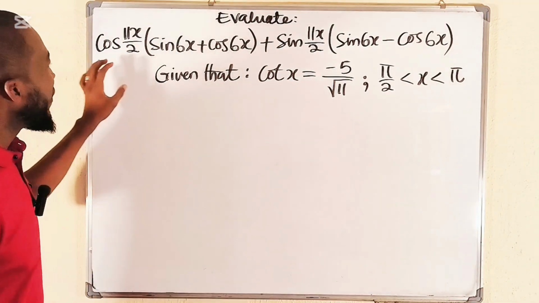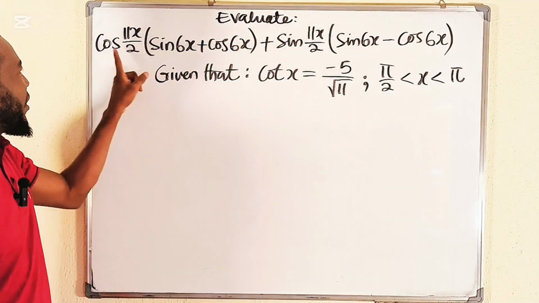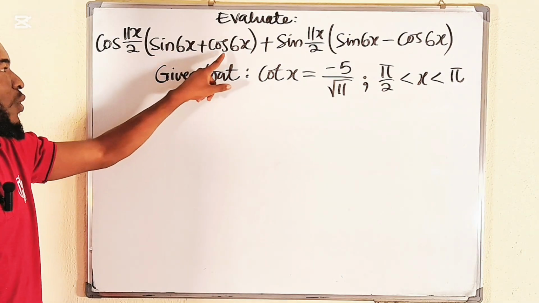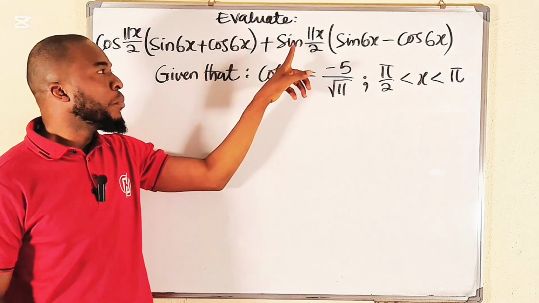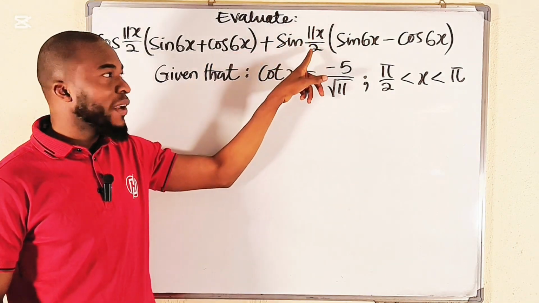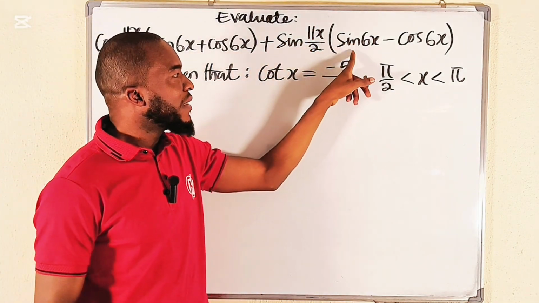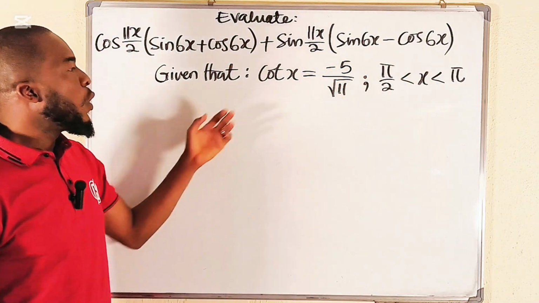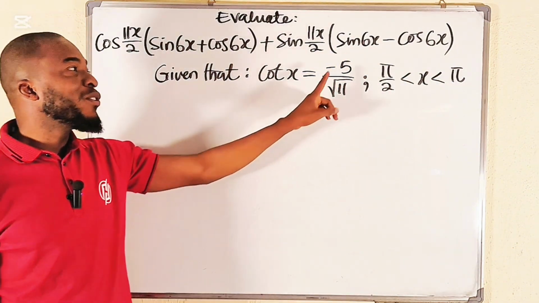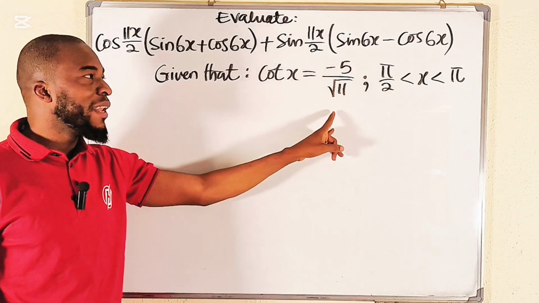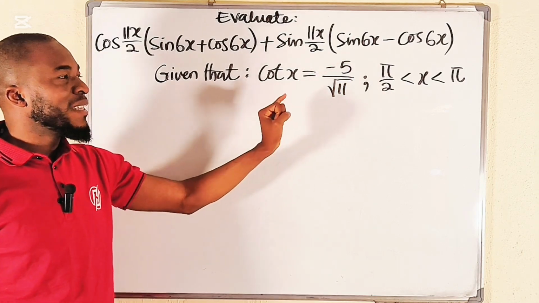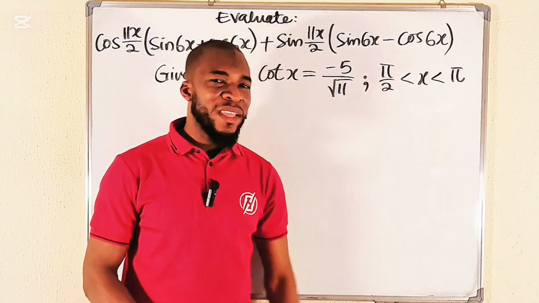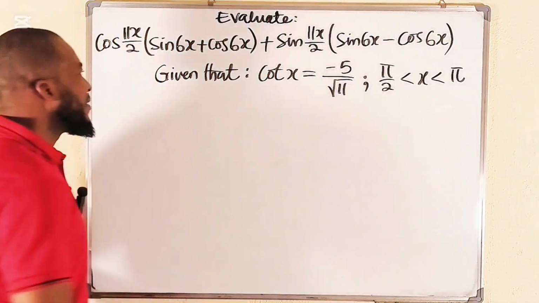We're asked to evaluate this trigonometric expression: cosine of 11x divided by 2 multiplied by sine of 6x plus cosine of 6x, then plus sine of 11x divided by 2 multiplied by sine of 6x minus cosine of 6x. Given that cotangent x is equal to negative 5 divided by the square root of 11, and this angle x is in the second quadrant, between 90 degrees and 180 degrees. All right, let's get started.